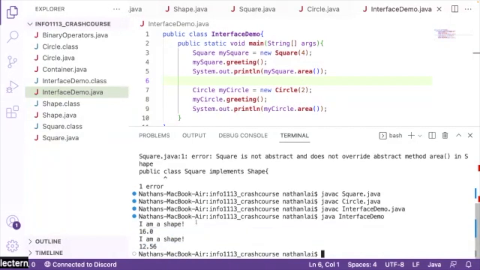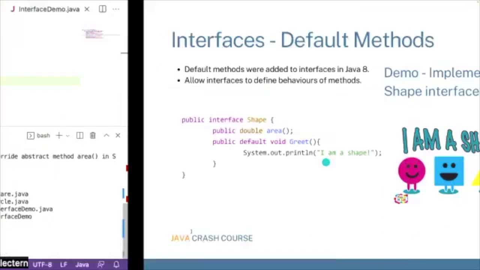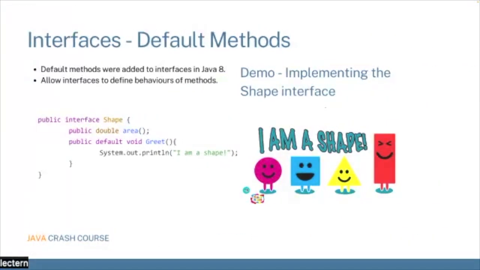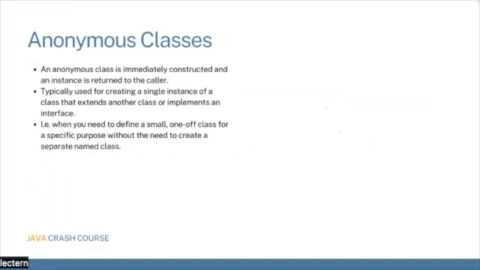So those are the interfaces. Are there any questions about that? Okay, we'll move on then to anonymous classes.